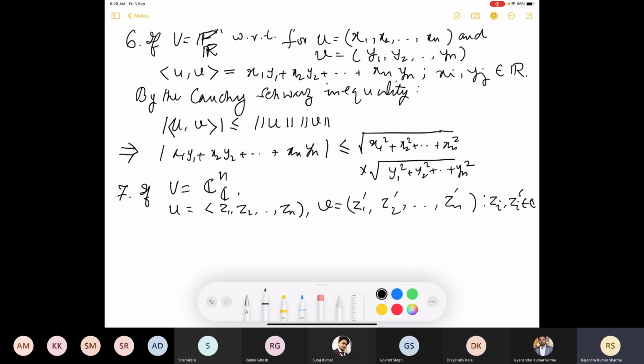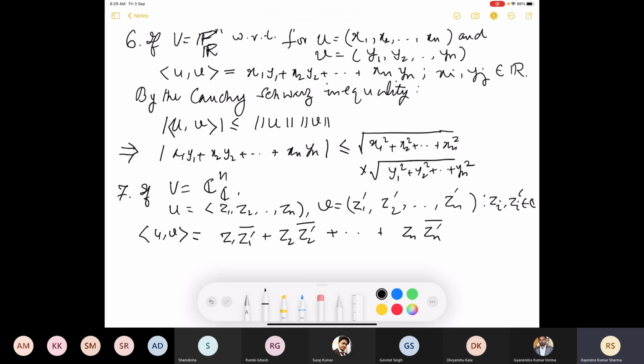In that case, if you take the inner product here, U comma V, this will give us Z1 prime and Z1 conjugate, Z2 prime conjugate, and so on up to Zn and Zn prime conjugate. So if you take this, then this is an inner product that we know.